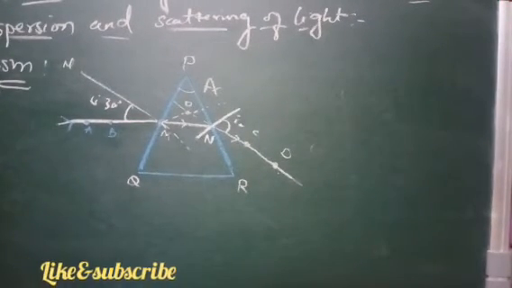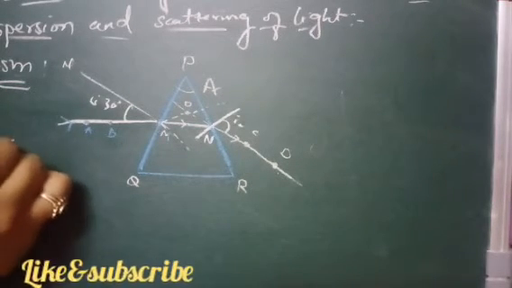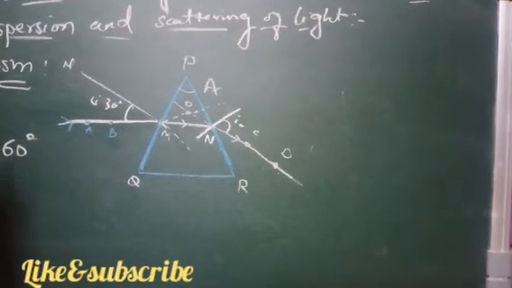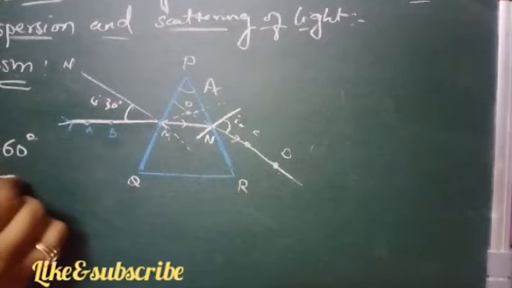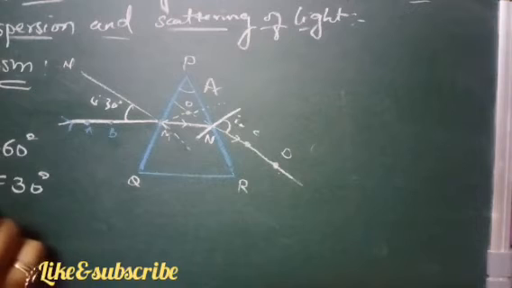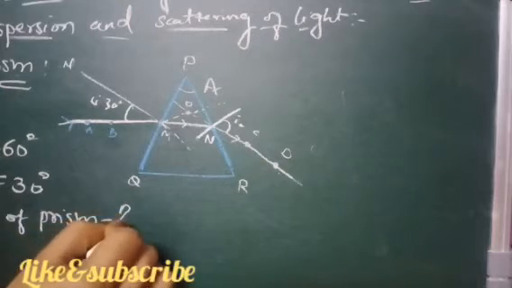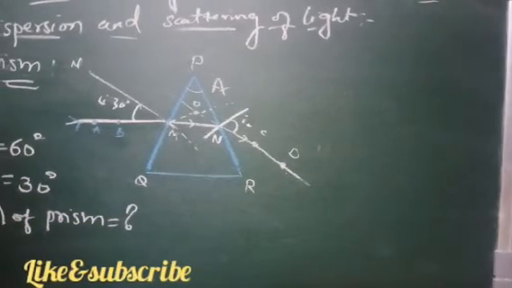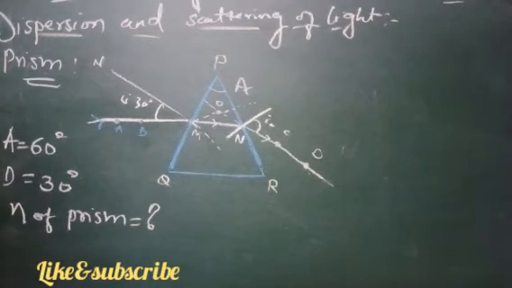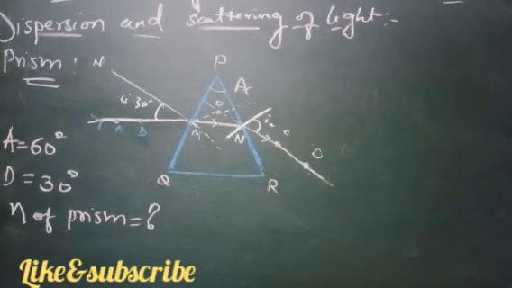Let us solve a small problem. Suppose a prism has an angle A equal to 60 degrees, which produces a minimum deviation D equal to 30 degrees. Then we have to find the refractive index of the prism. What is the formula I said? n is equal to sine of (A plus D) by 2, divided by sine of A by 2. So we will substitute the values in that equation.